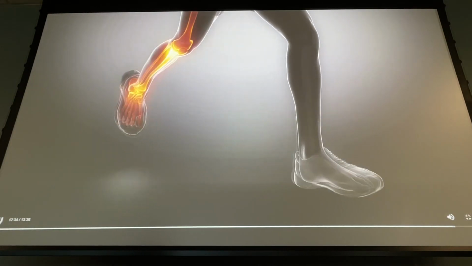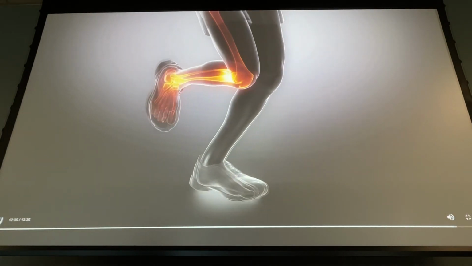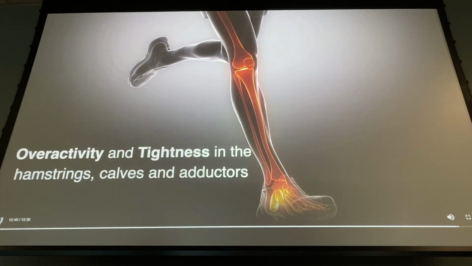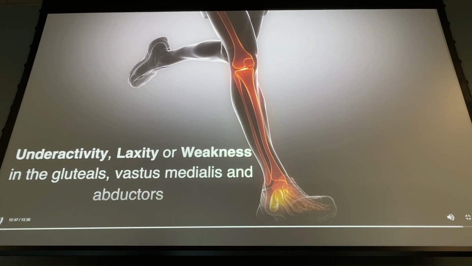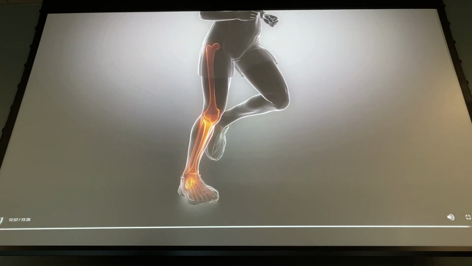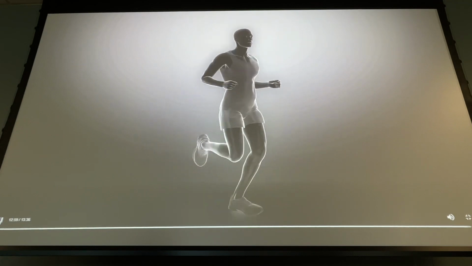The muscles causing the distortions in this area depend on the combination of presenting issues. Most commonly, there is overactivity and tightness in the hamstrings, calves, and adductors, and underactivity, laxity, or weakness in the gluteals, vastus medialis, and abductors. This is not true in every case, and again depends on the causative factor, which can be far throughout the kinetic chain.